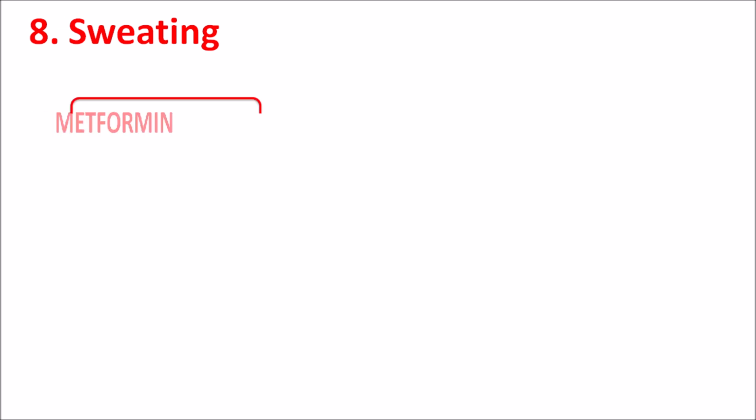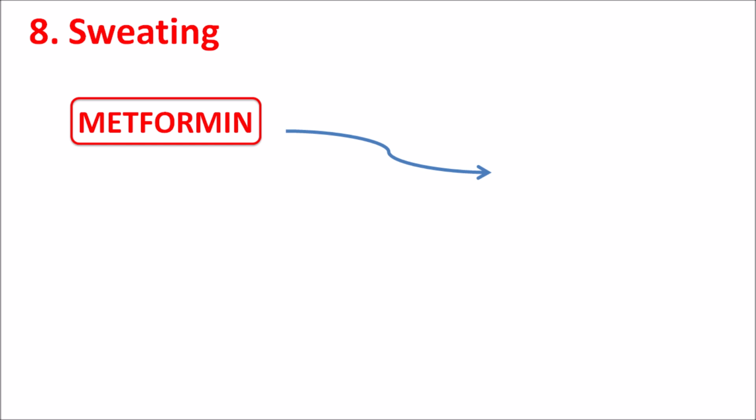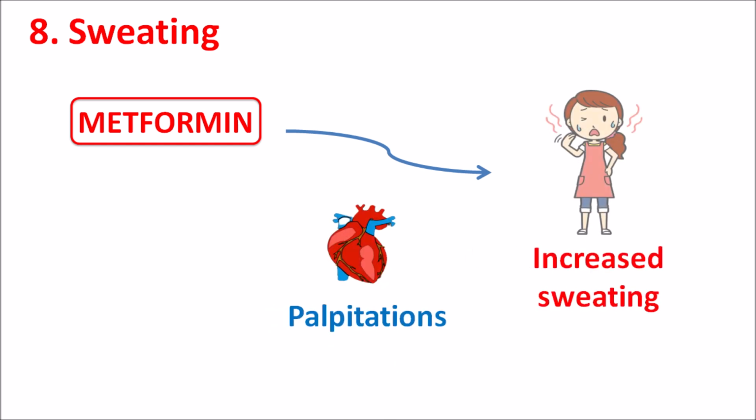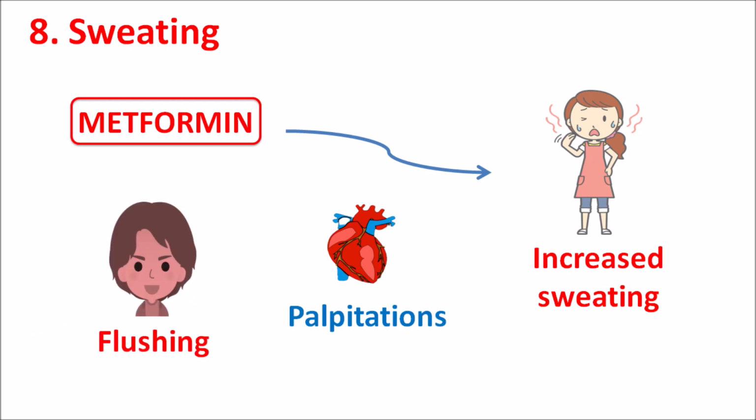Eighth one is the sweating. This side effect of metformin is rarely observed in a few of the patients. This drug can produce some excessive sweating, increased heartbeat resulting in palpitations, and vasodilatation resulting in flushing, redness of the skin. All these side effects can be observed with metformin in a few of the patients. And it can also produce some flu-like symptoms. So these are the 8 types of side effects produced by metformin which can be remembered with the simple mnemonic diabetes.